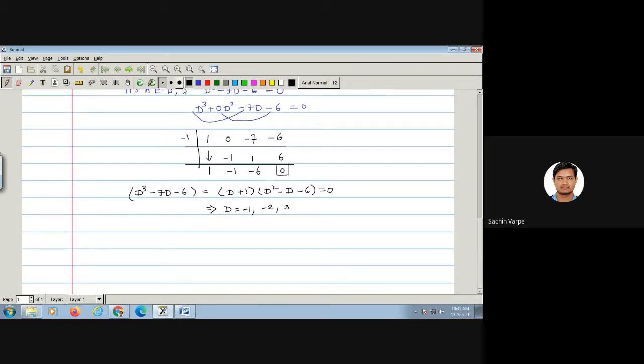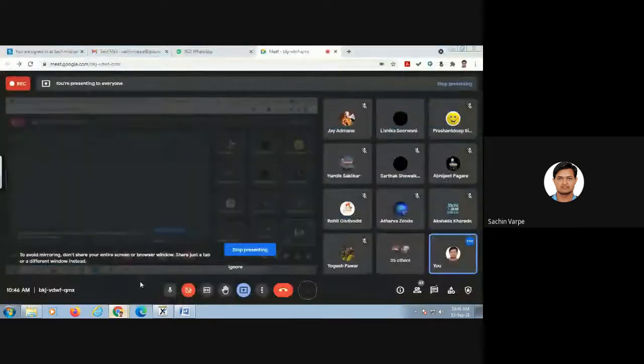These roots are real and distinct, therefore the complementary function is c1 e to the power minus x plus c2 e to the power minus 2x plus c3 e to the power 3x. Is this clear to everyone? The roots and the complementary function. Everyone? Yes, sir.